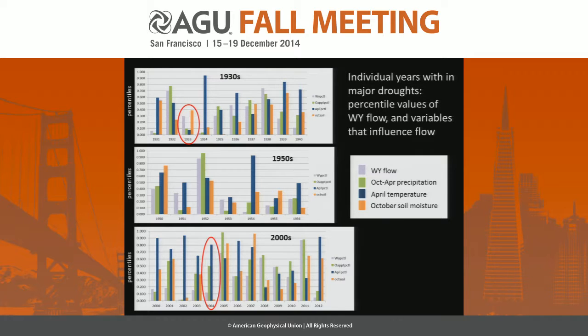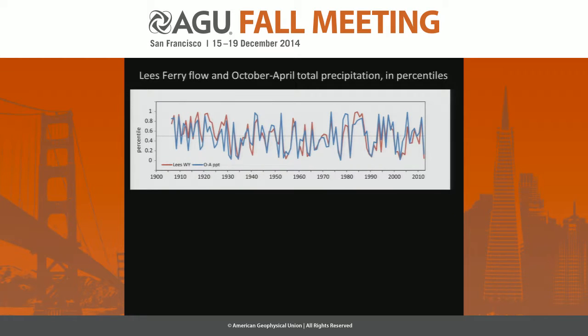So the purple bar is the water year flow, and the precipitation is green. And then we have years like 2004 on the bottom here, where you have fairly high cool season precipitation, at the 50th percentile, but very low stream flow. And in those years, it looks like the temperature and/or the soil moisture is playing a role in mediating the effect of precipitation.